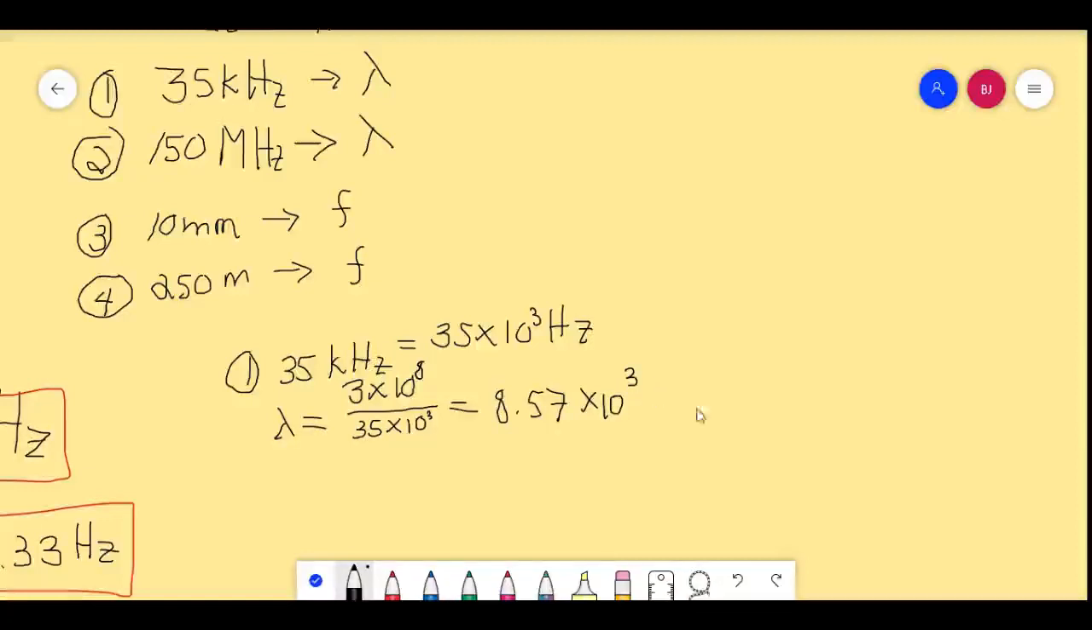Okay. Hertz. Meters rather, sorry, because this is wavelength, I forgot. So this would be 3 times 10 to the 3 meters, which is equal to 8.57 times 10 to the 3. From the table, that is kilo. So kilometers. So 8.57 kilometers.